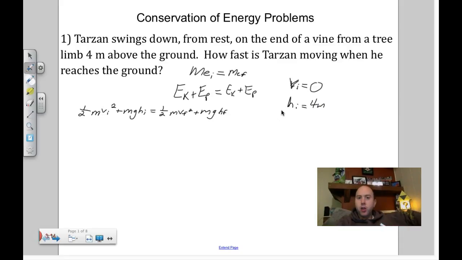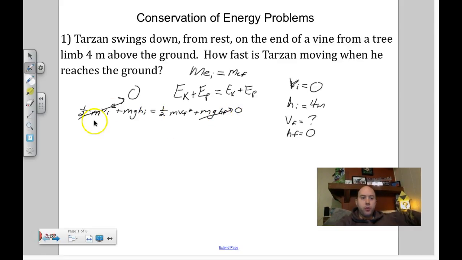Okay, then what happens? You swing down to the ground. So what you're looking for is your final velocity. That's your question mark. And your final height, well, if you swung down to the ground, your final height would be 0, because you're on the ground now. So with the final height being 0, 0 times anything is 0. So all of this right here is 0.